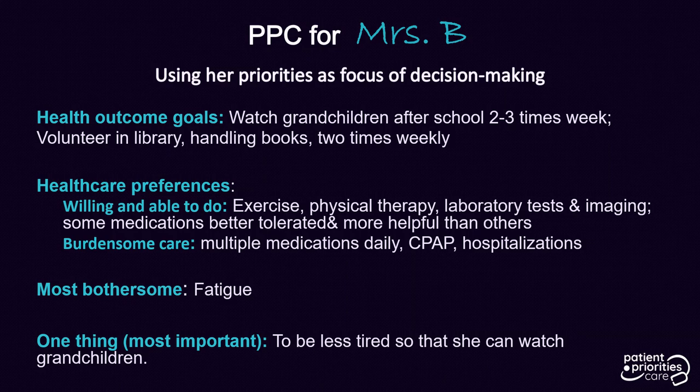First, you should consider which of her conditions might be affecting the abilities she needs to achieve her goals. Then start thinking about her current care, which might be helping or hurting these abilities. It gets a bit more complicated because she has some healthcare preferences that need to be considered. She's willing to do some things like exercise, physical therapy, and to some extent, laboratory tests and imaging.